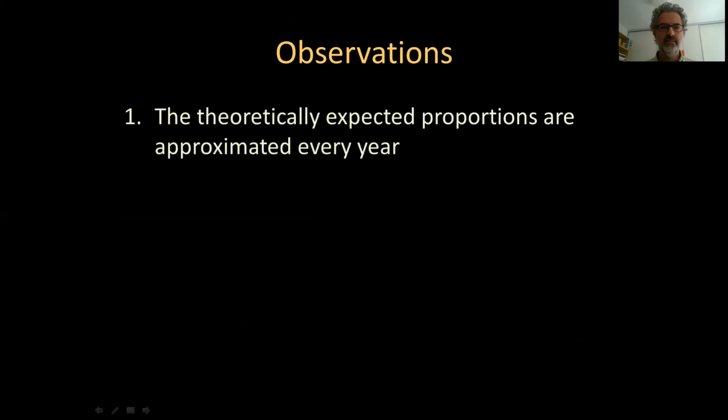So, as main observations based on these actual data, we can say, first of all, the theoretically expected proportions are actually approximated every year. And this was true of previous years as well. It is why we do this experiment every year, because it always works. We approximate the theoretically expected proportion. Approximate means you're close, but not exactly there.